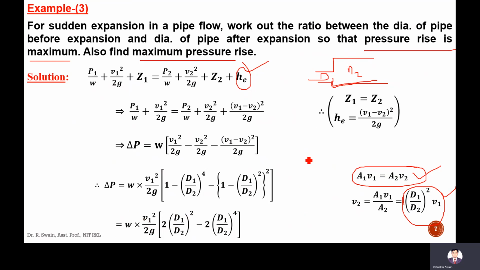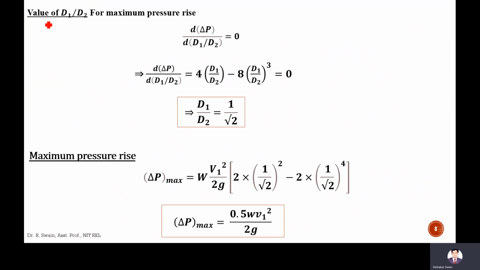So to calculate the ratio of D1 by D2, the condition is pressure rise is maximum, means delta P is maximum. So for the value of D1 by D2 for maximum pressure rise, we have to take D1 by D2 as variable. So by differentiating this delta P with respect to D1 by D2, for the maximum pressure rise it will be 0, maximum minimum rule.